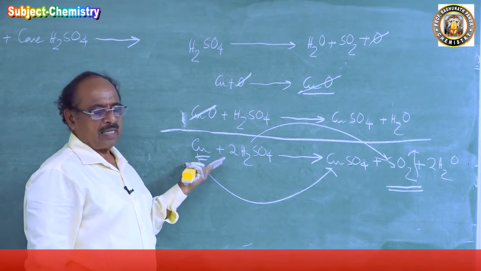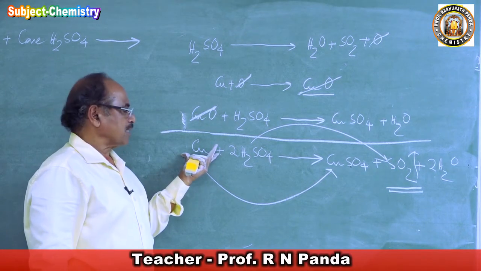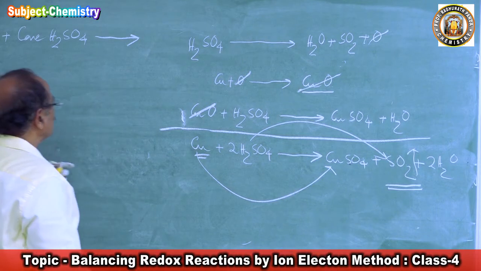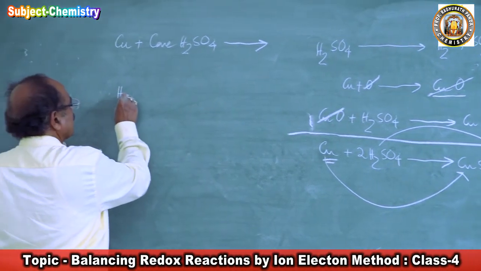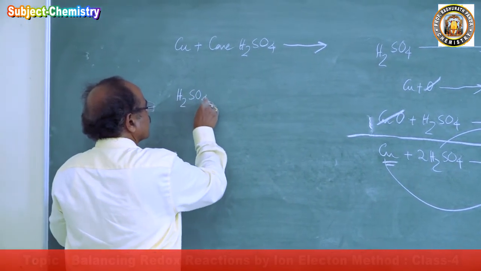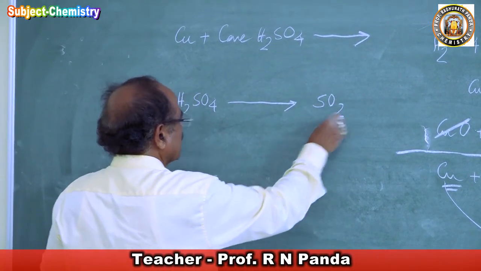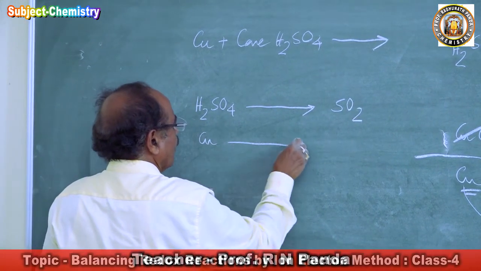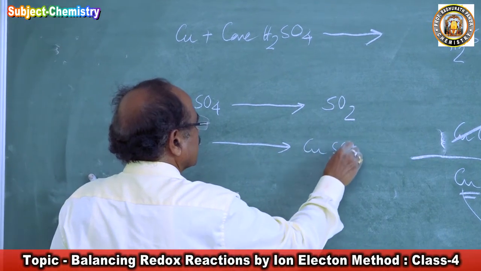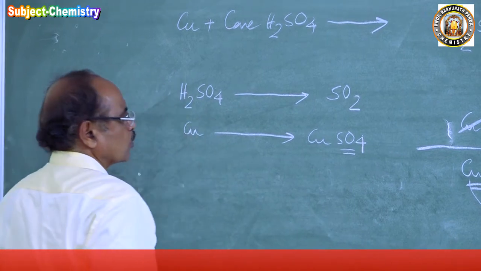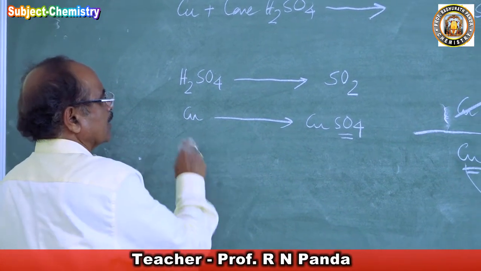So write the half reactions for the oxidizing agent and the reducing agent. We'll first write the sulfuric acid equation, which forms sulfur dioxide. We will balance this. And copper is forming copper sulfate. Its oxidation number is not changing for sulfate, so we will not balance that. Only we will balance the copper.